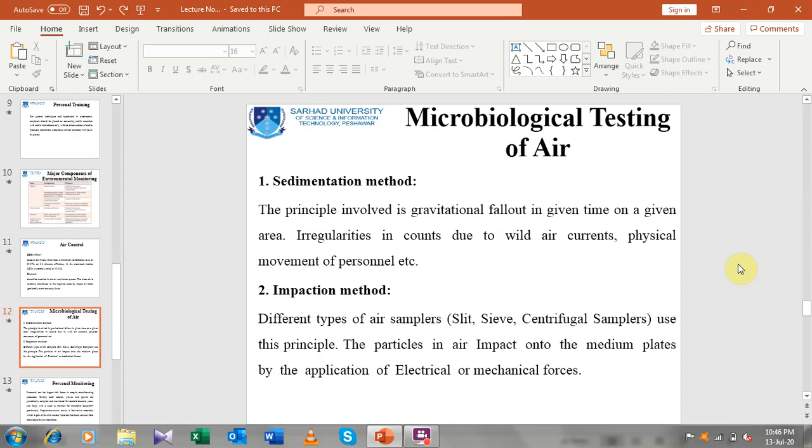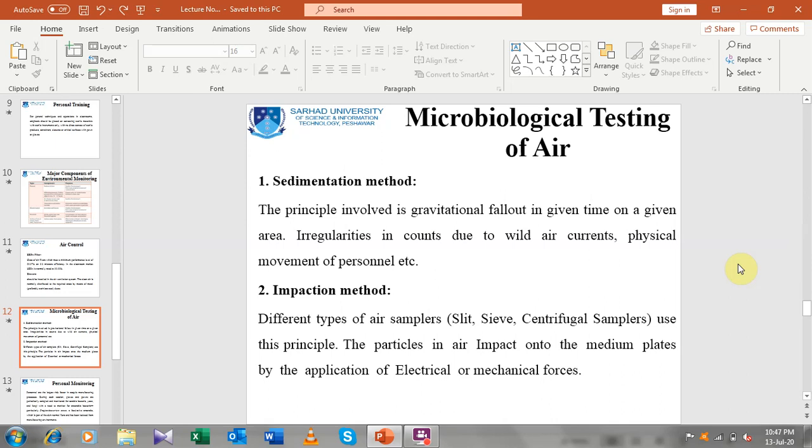After that, I have told you about the microbiological testing of air. There are two different methods: sedimentation method and impaction method. The sedimentation method involves the basic principle of the gravitational effect over a given time in a given area. And for impaction methods, I have told you about the different air samplers, including the slit sampler, sieve sampler, and centrifugal sampler.